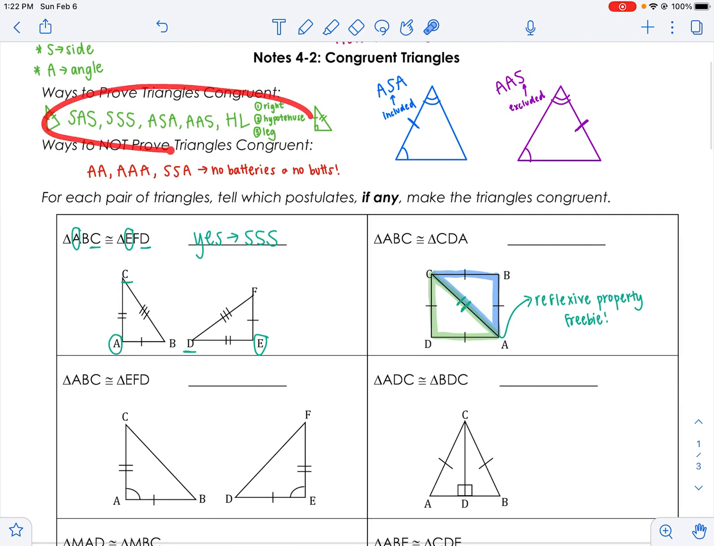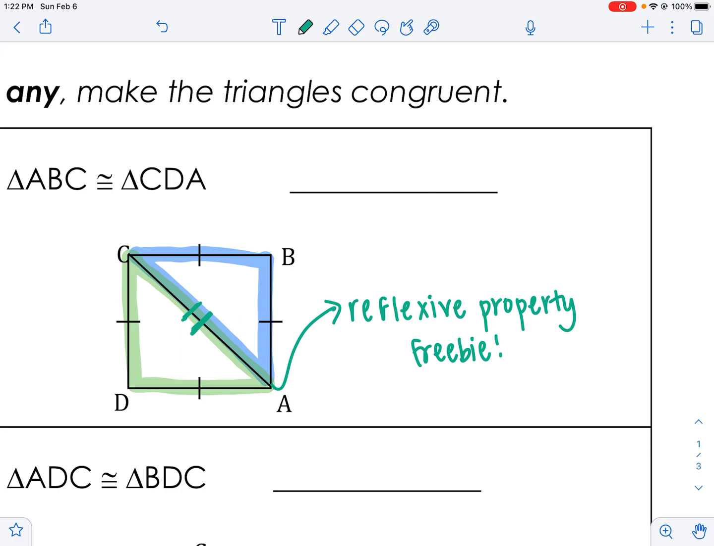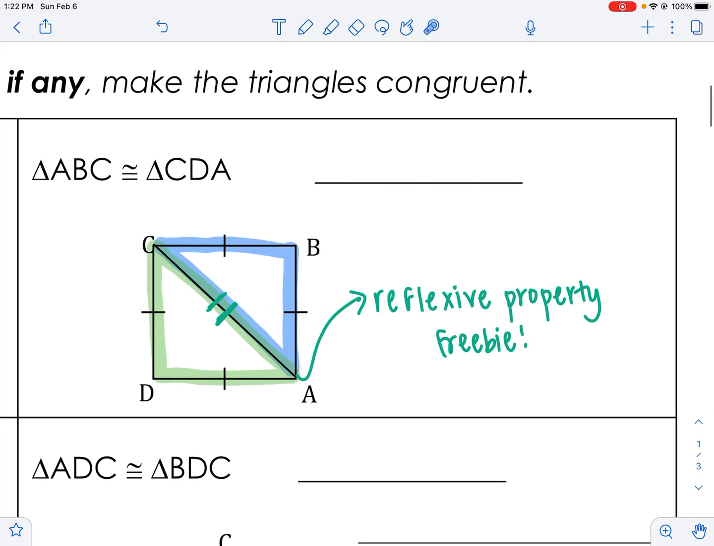Let's go back and ask yourself which one of these would work, if any. And if you said side, side, side, you're correct. The two triangles are congruent by side, side, side, and let's just check that order. This says that A goes with C and C goes with A. So they just flip that. And does B match with D? Yes, it does. So yes, our triangles are congruent by side, side, side.